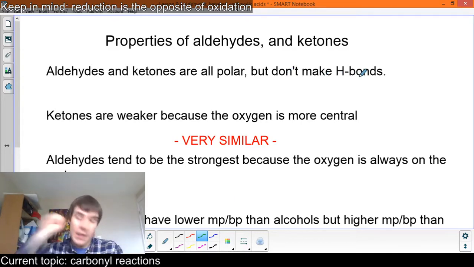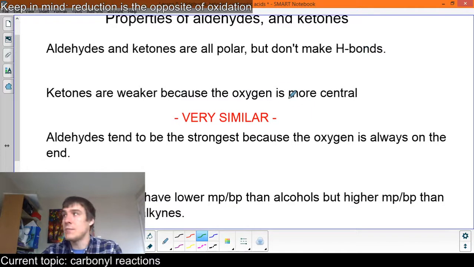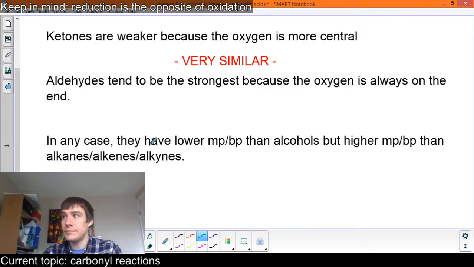Ketones are typically weaker because the oxygens are more in the middle instead of at the end. Aldehydes are stronger because they're on the end, but they have very similar boiling and melting points. Typically aldehydes have a higher boiling point and melting point than ketones, with certain exceptions. Alcohols still win out, so alcohols have a higher boiling or melting point than ketones and aldehydes, but ketones and aldehydes are definitely better than the alkanes, alkenes and alkynes because of that polarity, because of those dipole forces. Alcohols, of course, can hydrogen bond.